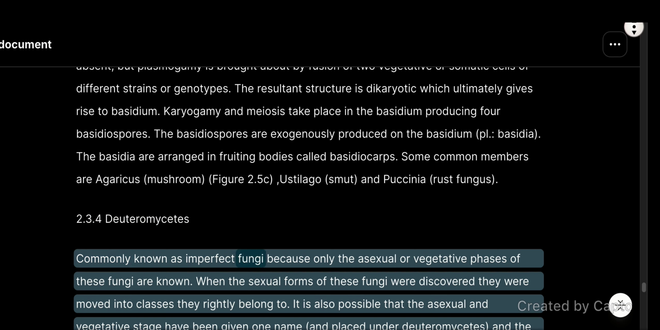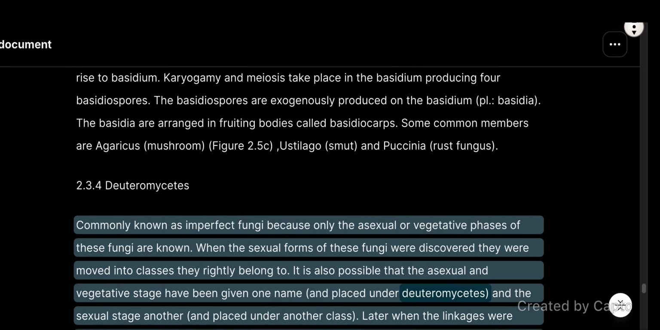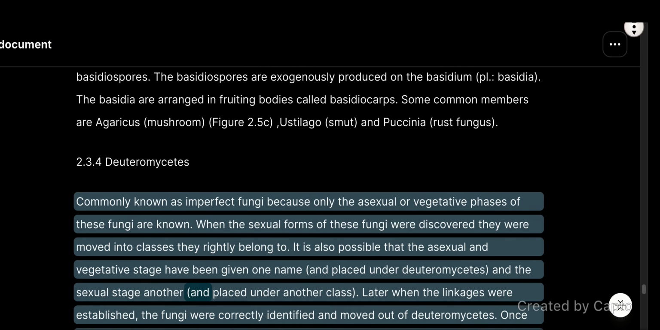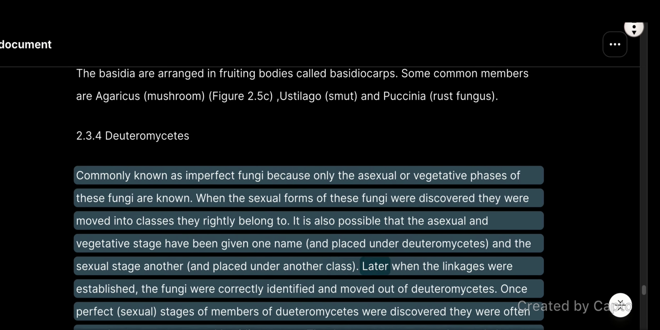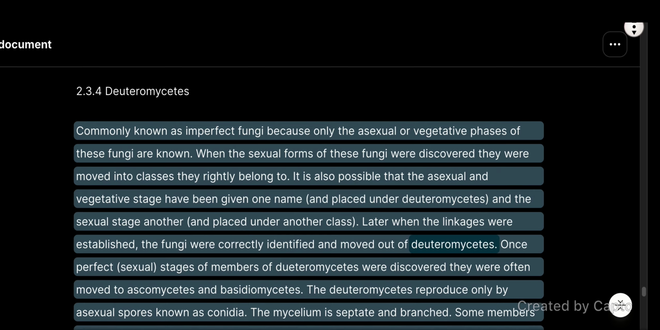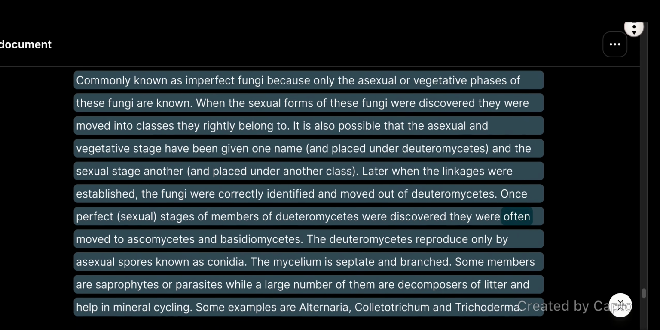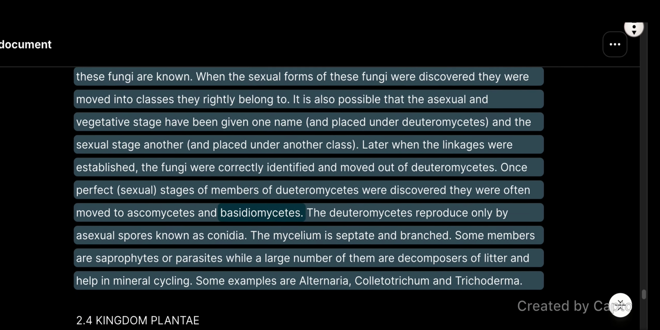3.4 Deuteromycetes, commonly known as imperfect fungi, because only the asexual or vegetative phases of these fungi are known. When the sexual forms of these fungi were discovered, they were moved into classes they rightly belonged to. It is also possible that the asexual and vegetative stage have been given one name and placed under Deuteromycetes, and the sexual stage another and placed under another class. Later, when the linkages were established, the fungi were correctly identified and moved out of Deuteromycetes. Once perfect sexual stages of members of Deuteromycetes were discovered, they were often moved to Ascomycetes and Basidiomycetes.